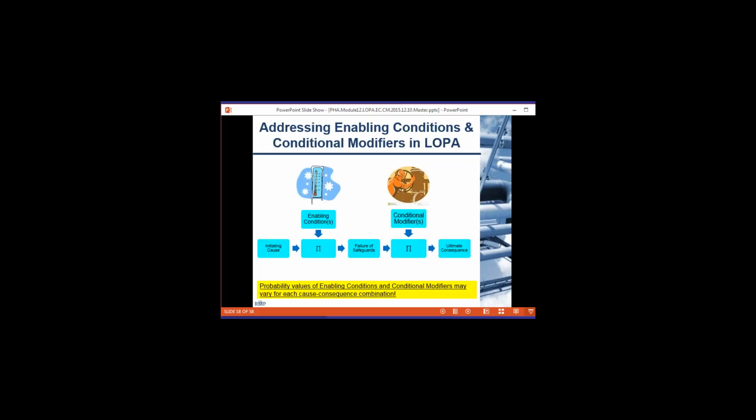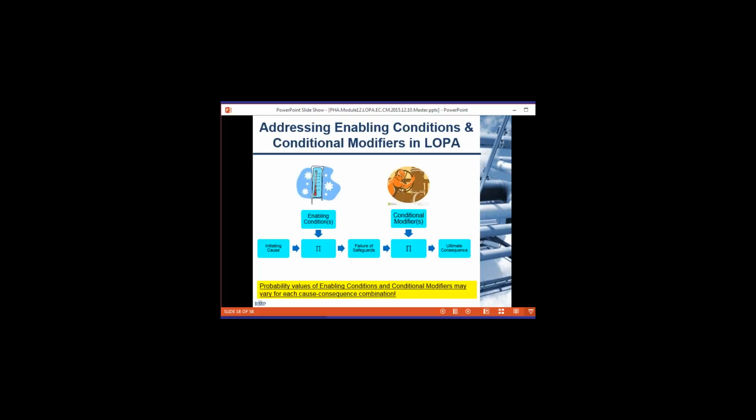Basically, the probability values of enabling conditions and the conditional modifiers can vary for each cause-consequence combination, and you have to look at all these different cause-consequence combinations if you're looking at doing a complete LOPA. You may have different initiating events that lead to the same consequence, and your initiating event, depending on the success or failure of various safety features, may lead to different consequences. So all these things have to be considered after you use a tool like a HAZOP to identify a scenario, and then you're pulling it apart and getting some more quantitative information to help you make decisions using a layer protection analysis.